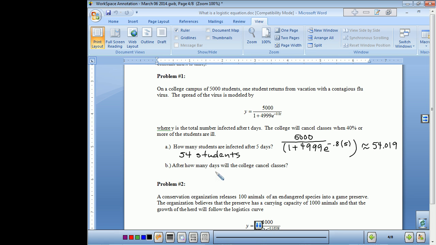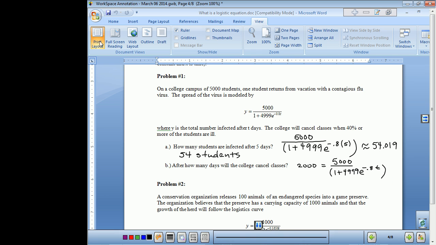Well done. All right, part B. After how many days will the college cancel its classes? What do we do, guys? Take 40% of 5,000. What is that? 2,000. So it's 2,000 equal to 5,000 over 1 plus 4,999 e to the negative 0.8t.